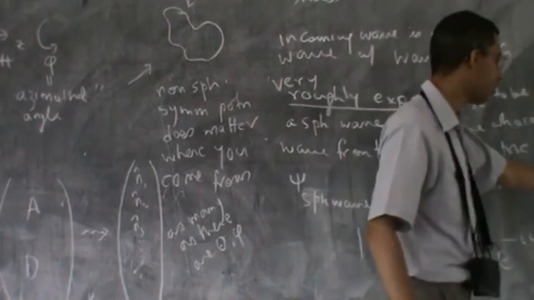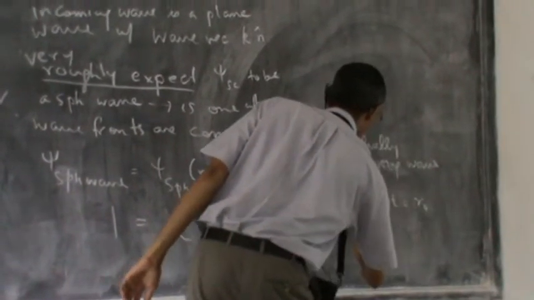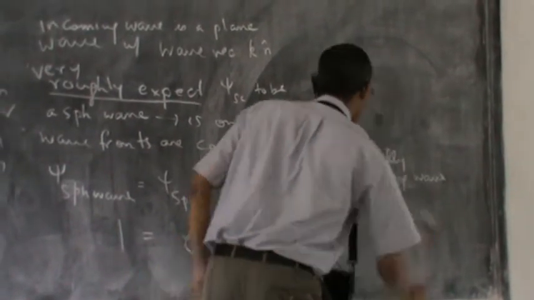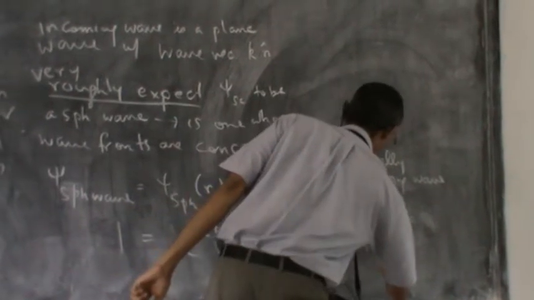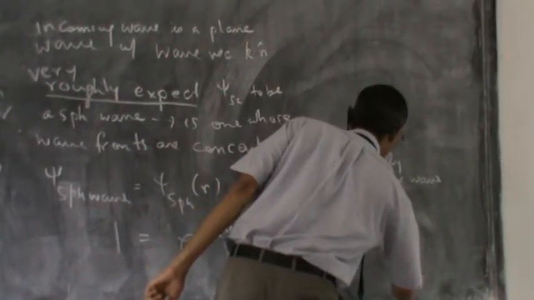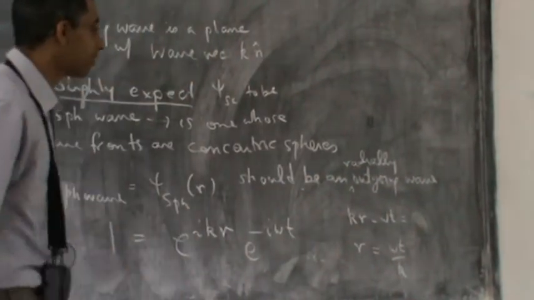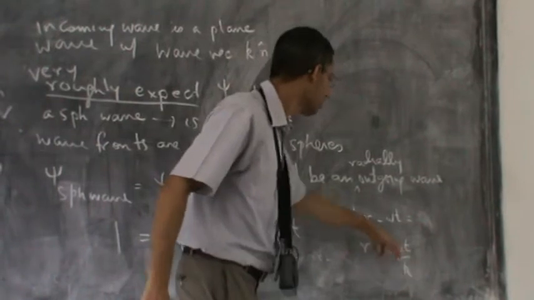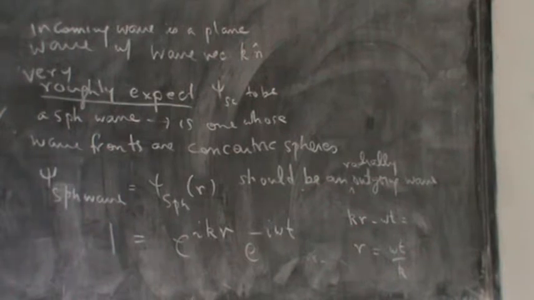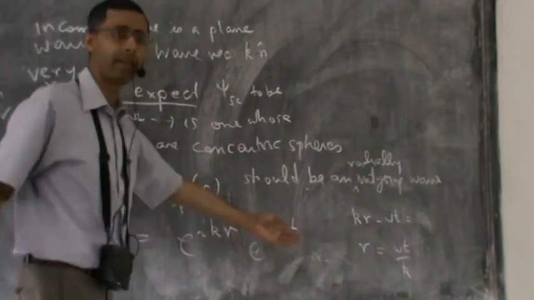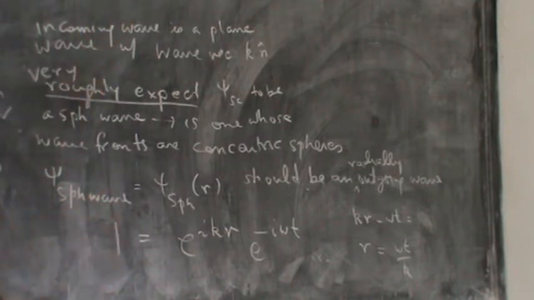If I put that equal to a constant, the points of constant phase are those where r is equal to omega t upon k. There can be some additive constant also. But it just says that as time grows, r also grows. So think of it that way. So this is an outward directed wave. We will also compute its probability current and see that the probability current is radially directed.